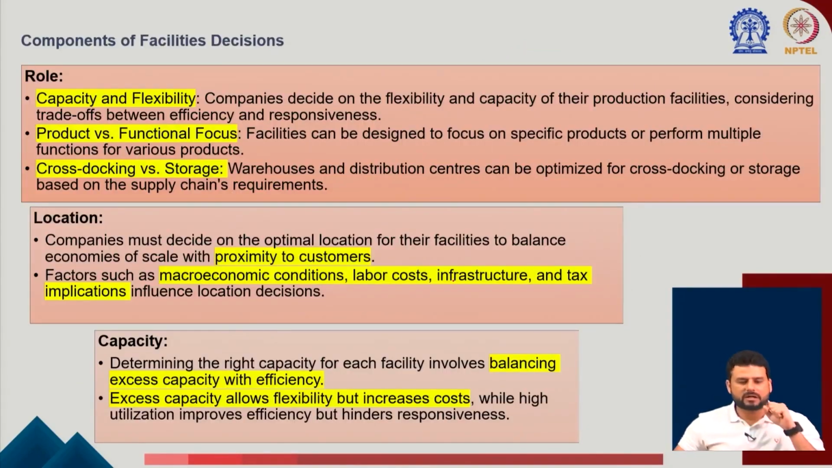Now, let us talk about components of facility decision. When we are talking about facilities, what is the role? The role is capacity and flexibility. Capacity: what type of warehouse you will design and how much will be the capacity, how much you will store in that warehouse. If you are storing too much excess inventory, obsolete inventory will be there, and your inventory can get damaged in the storage house. If you are storing less inventory, less capacity, you can be stocked out in the market.